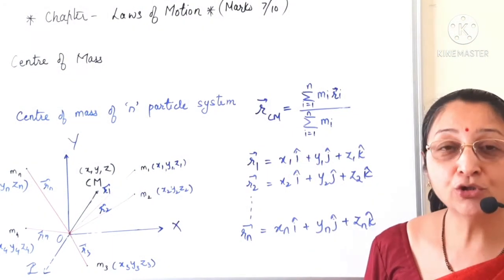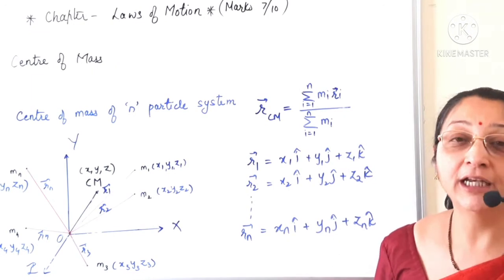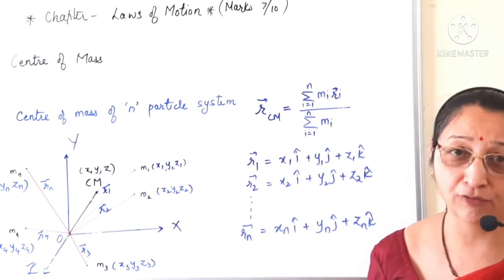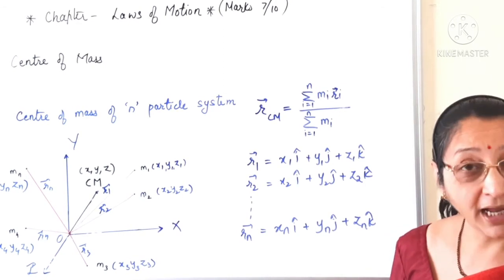But if I want to write the x coordinate of the center of mass, the y coordinate of the center of mass and the z coordinate of the center of mass separately, then what do I have to do?